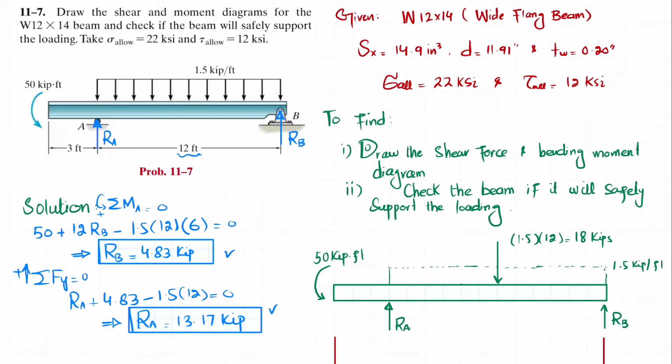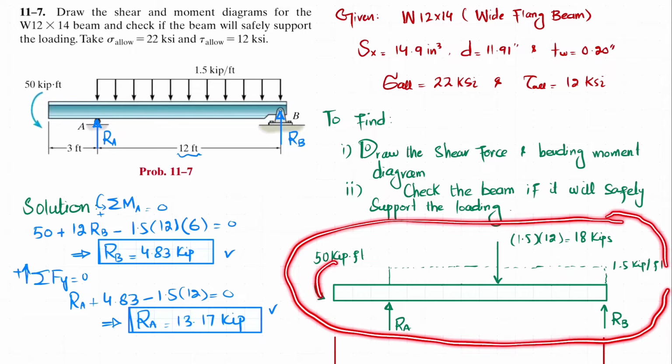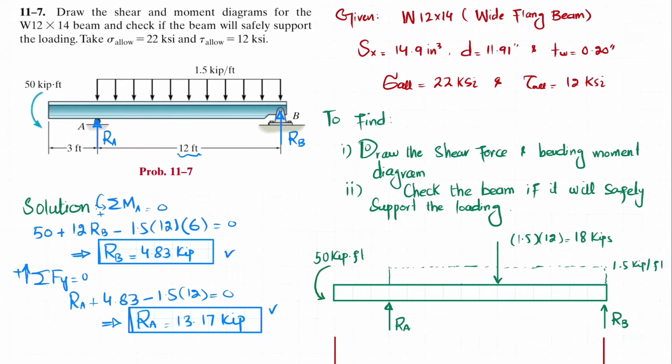We will move toward drawing the shear force and bending moment diagrams. I have already drawn here the free body diagram of this beam. You can see this is a 50 kip-feet moment at a distance of 3 feet. I have taken each box as 1 foot, so this is 3 feet. The remaining is 12 boxes, so it is 12 feet. And you can see automatically this is 6 boxes, so it will be 6 feet.